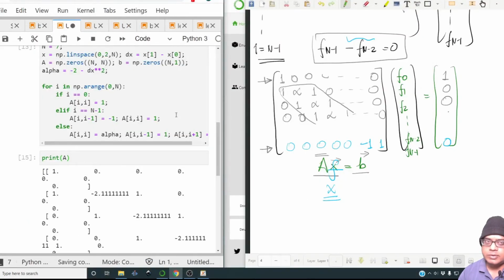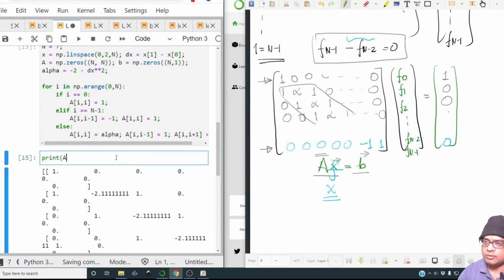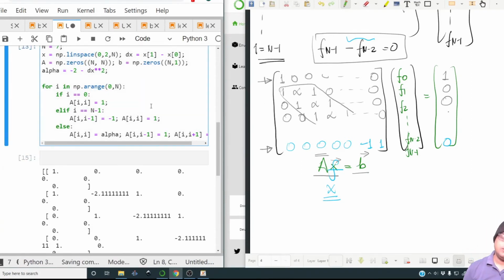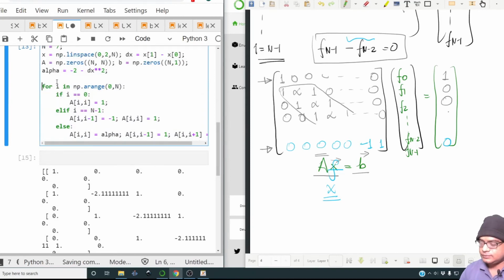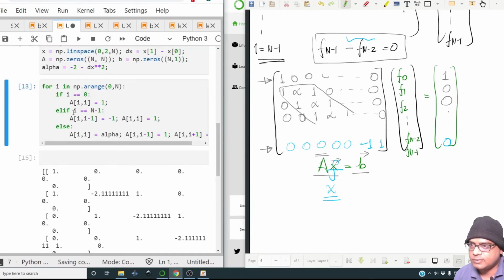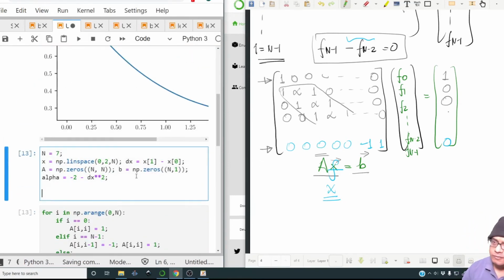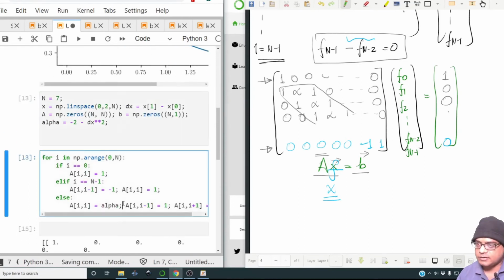So this is what you can do to construct A, but it's actually looping over all the elements. We can alternately take a great shortcut. In fact, let me split cells and keep this for later. What we will do is use the np.diag function. So what is the np.diag function? Let me show you.